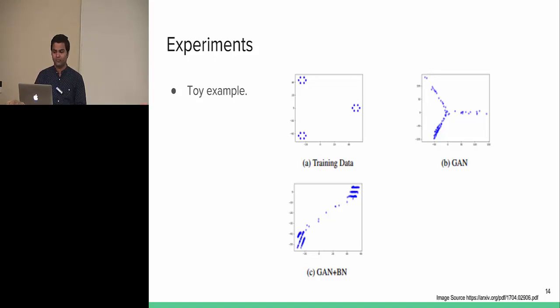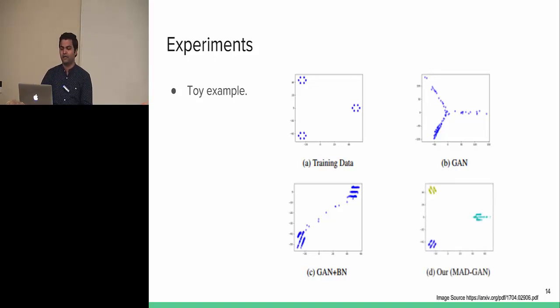Okay. And here are the results when they have used their approach. So they have trained their model with 3 different generators, and what they have observed is that each generator learns to generate samples from different clusters.